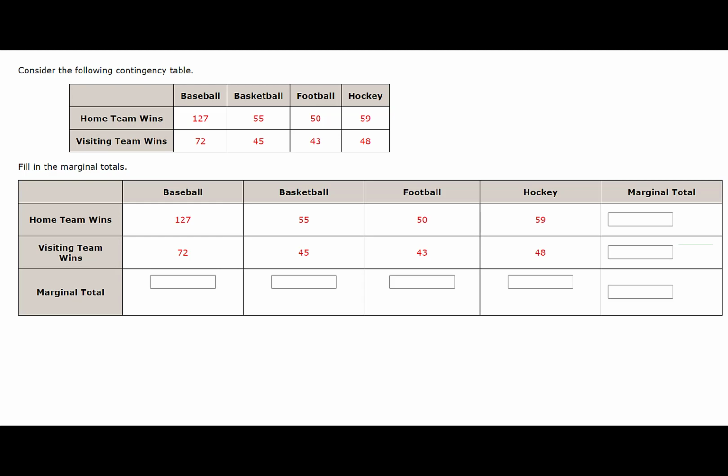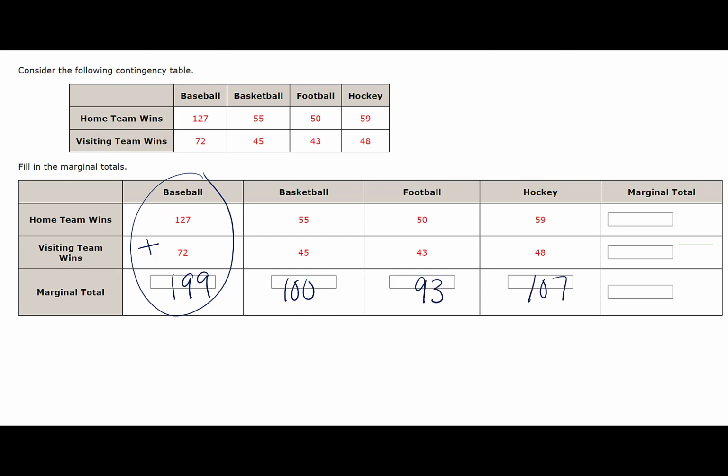Okay, pretty simple. So if we look under the baseball category, we have home team wins 127 times, the visiting team wins 72. To find the marginal total, we're going to add those together to get a total of 199. For basketball, same thing. 55 plus 45 is 100. Football, 50 plus 43 is 93. Hockey, 59 plus 48 is 107.